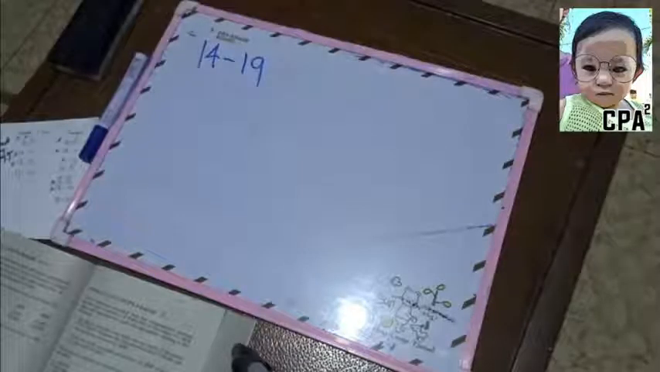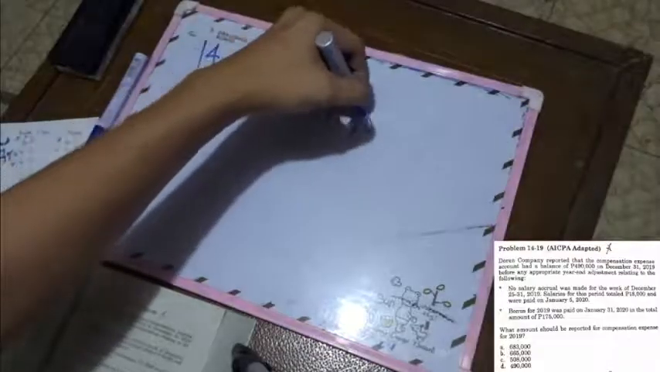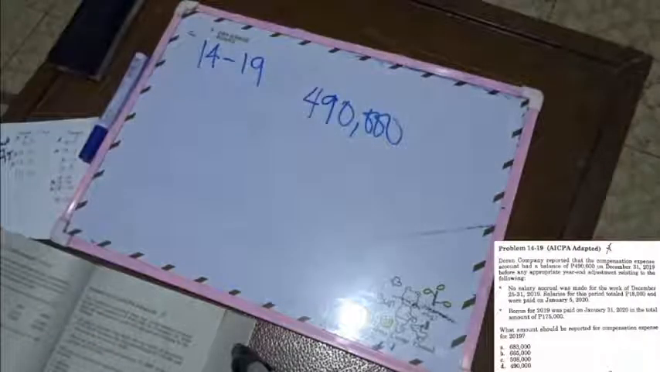So next problem is 14-19. Last problem. The rest of the problems, I will leave them to you for you to solve and practice yourself. So you have 490,000 is the compensation expense of Doran Company before considering the following information. Bullet number 1. No salary accrual was made for the week of December 25 to 31. Salaries for this period totaled 18,000 and were paid on January 5, 2020. Because it was incurred still within 2019, this has to be added.